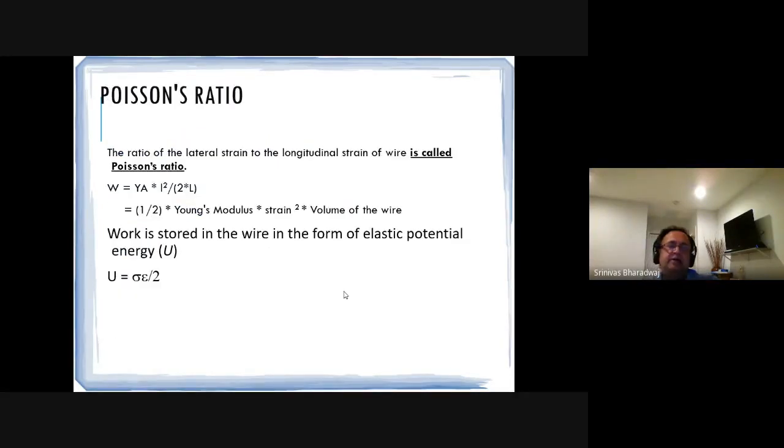All right. So with that, the final idea deals with Poisson's ratio. Poisson's ratio is the ratio of the lateral strain to the longitudinal strain. So how much lateral strain does something experience as opposed to the longitudinal strain? And finally, the work done: we did sigma over epsilon is Young's modulus. The work done is the energy stored in the form of elastic potential energy, which is sigma epsilon by 2. So half sigma epsilon. Sigma over epsilon is Y. Sigma epsilon by 2 is u.